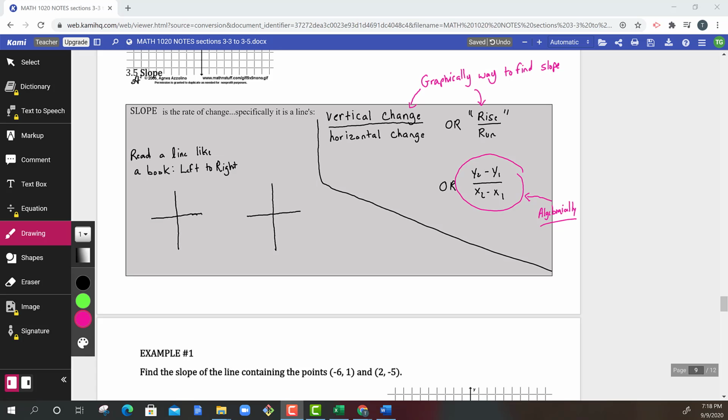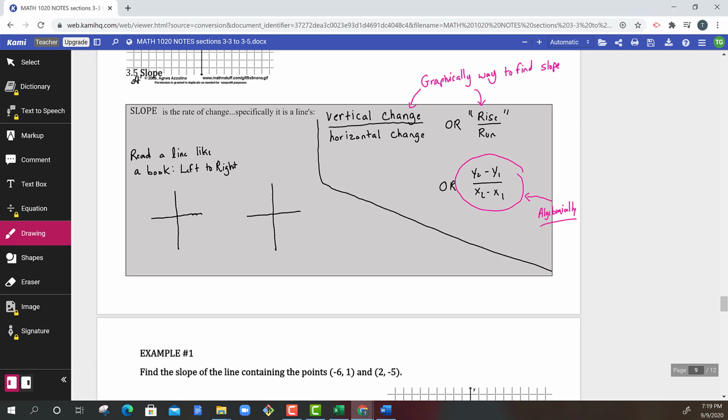And if you can't read that formula, that says y sub 2, it's a subscript, minus y sub 1 divided by x2 minus x1. It's not that important, the numbers, but what's important is the y's go on top and you subtract them, the x's go on the bottom and you subtract them. And then finally, this is just a quick little tip. You read a line like a book, left to right.